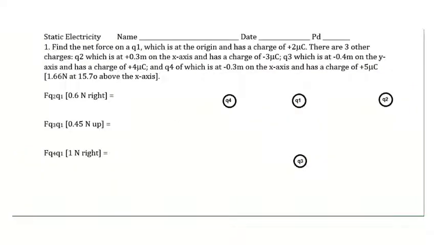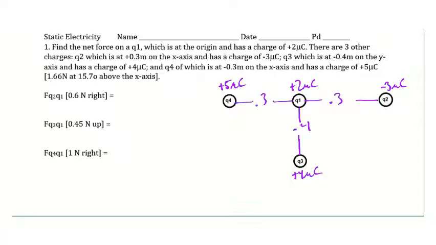Here we have another two-dimensional Coulomb's law problem that we can do as practice. So charge 1 is 2 microcoulombs. Charge 2 is negative 3 microcoulombs. Charge 3 is positive 4 microcoulombs. And charge 4 is plus 5. So we'll go ahead and just label our distances now. So I've labeled all the givens, and now it's just a matter of using Coulomb's law to find each of the forces.